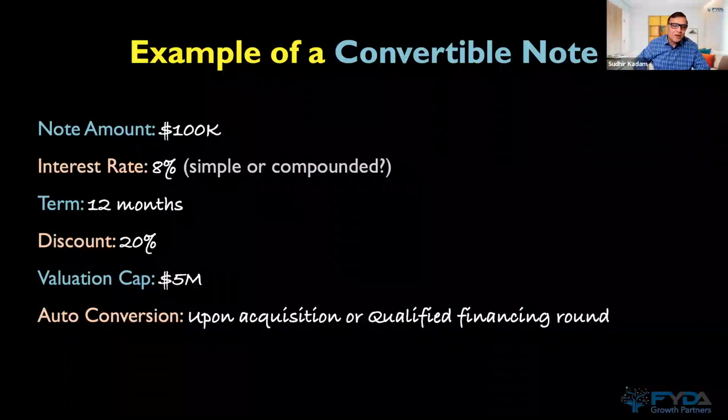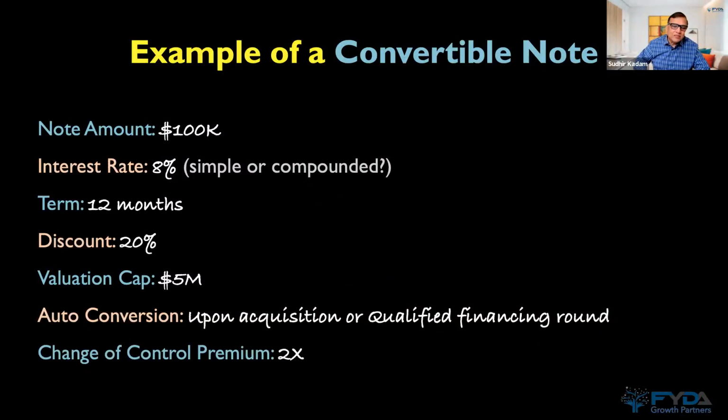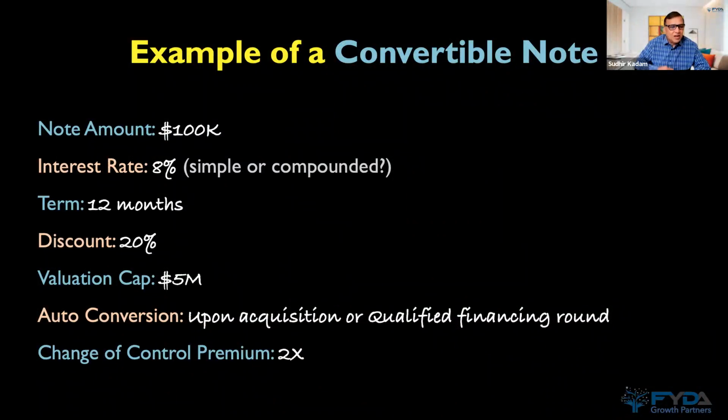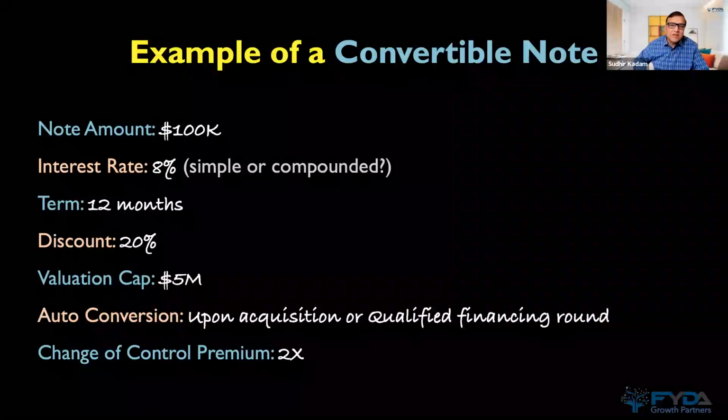If somebody acquires a company, he will already lay down the term saying that if there's a change of control, then I should get a premium of 2x. That means what I invested is 100K, you have to give me now 200K, okay? And then you keep the rest. So there can be a change of control premium, and all these things get negotiated. So this is a convertible note.